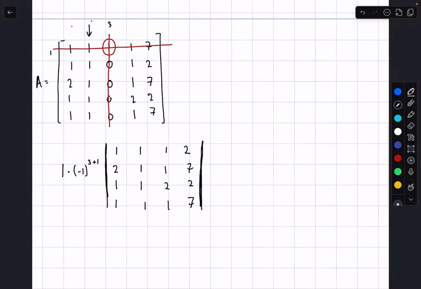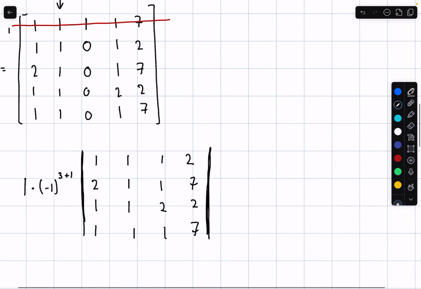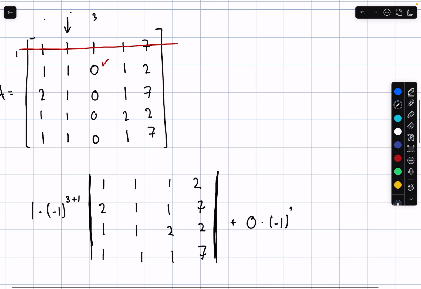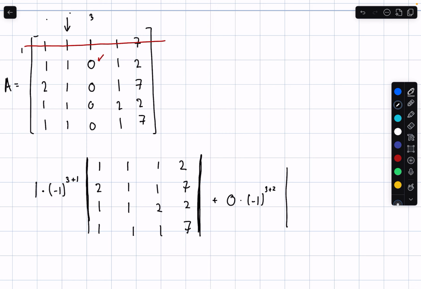So now, instead of ending up with 4 different 3 by 3 or 4 by 4 matrices, we only end up with 1, because when we continue to do our cofactor expansion, if we look at our next value, it's just going to be plus 0 times negative 1 to the 3 plus 2 times the determinant of a whole bunch of stuff. It's going to give us a whole bunch of values.